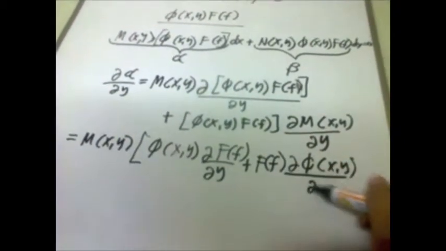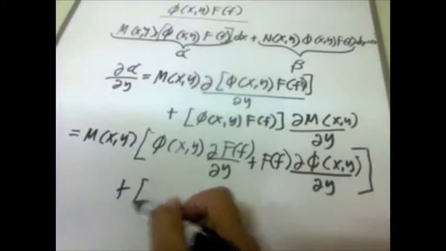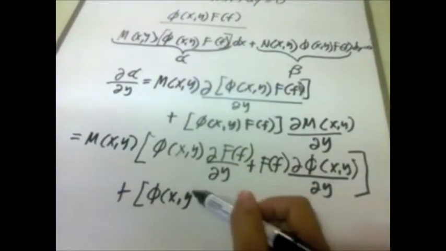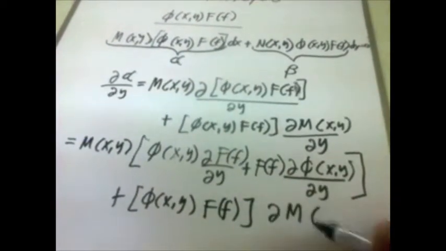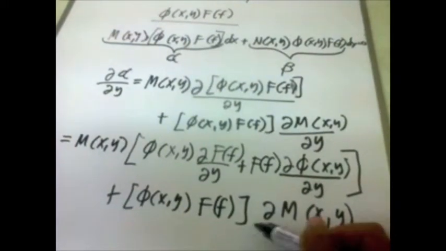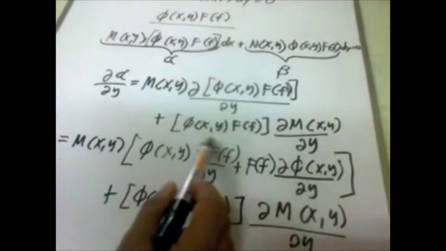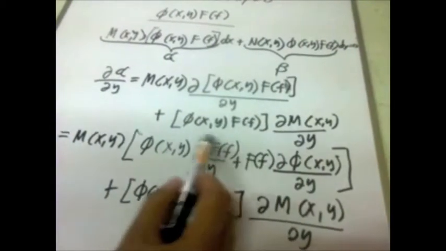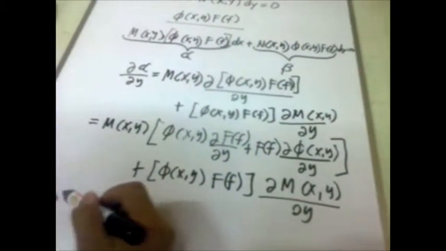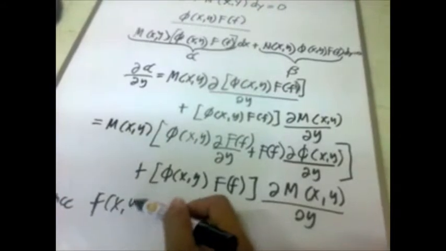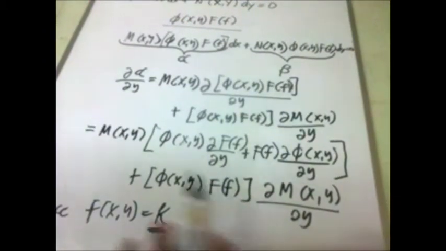over partial of y, okay, close, plus this function squared, the phi of xy, multiplied by f of f, then multiplied by the partial derivative of m(x, y) over partial y. Now let us look at this. Remember that this will become zero. Why? Because as we recall, the function of xy is equal to k, remember k is constant, and of course the derivative of a constant is equal to zero.